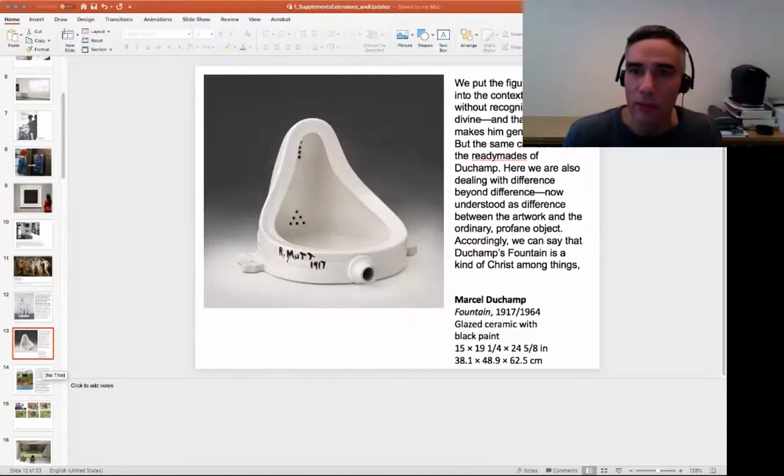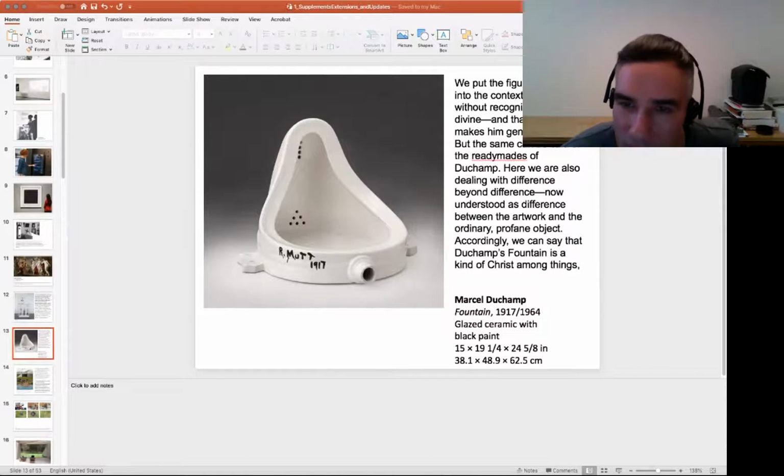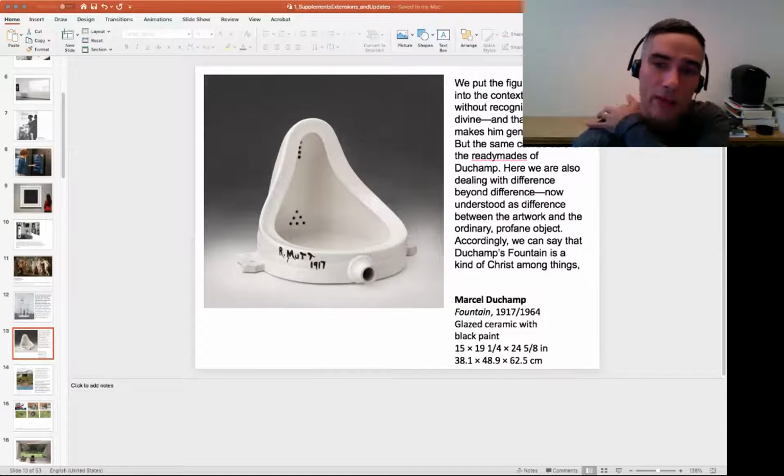And we put the figure of Christ into the context of the divine without recognizing Christ as divine, and that is what makes him generally new. But the same can be said of the ready-mades of Duchamp. Here, we are also dealing with the difference beyond difference, now understood as a difference between the artwork and the ordinary profane object. Accordingly, we can say that Duchamp's Fountain is a kind of Christ among things.